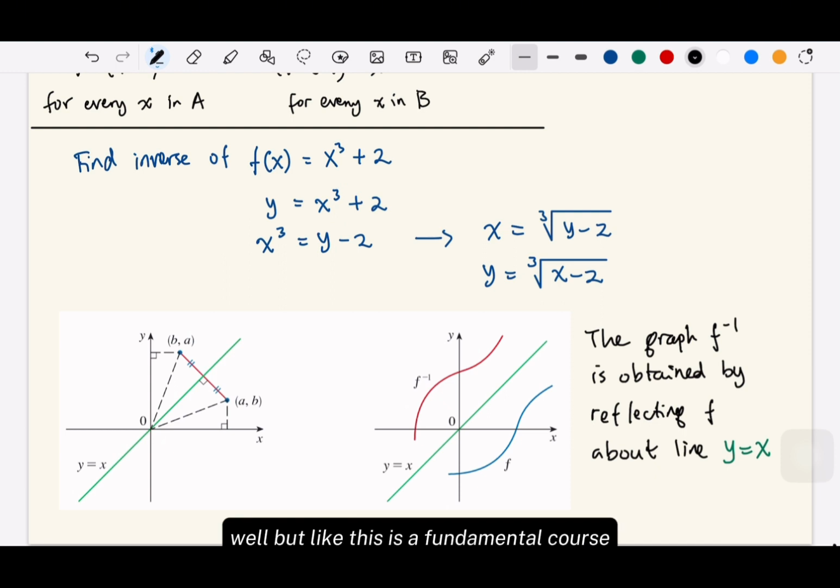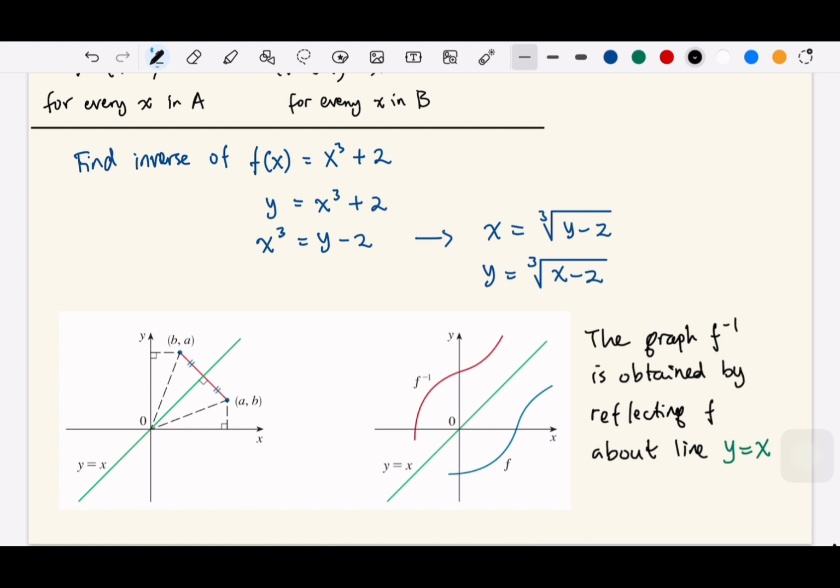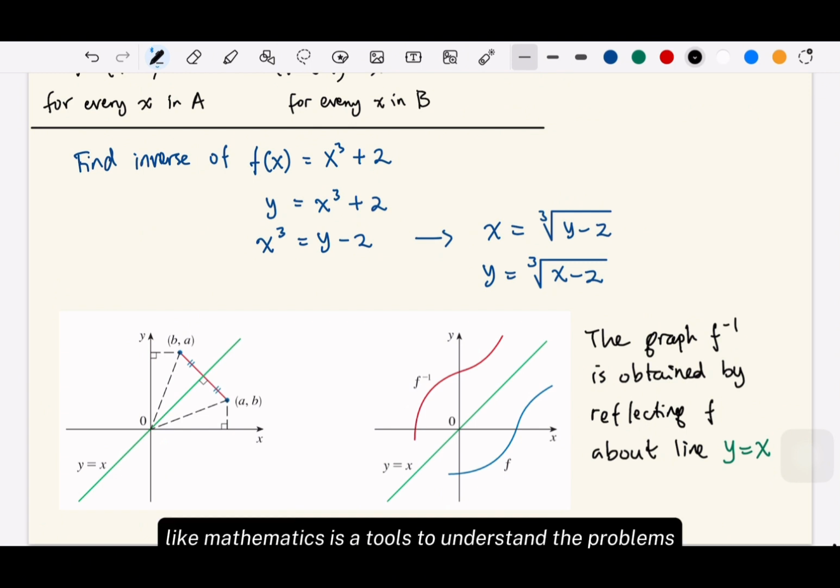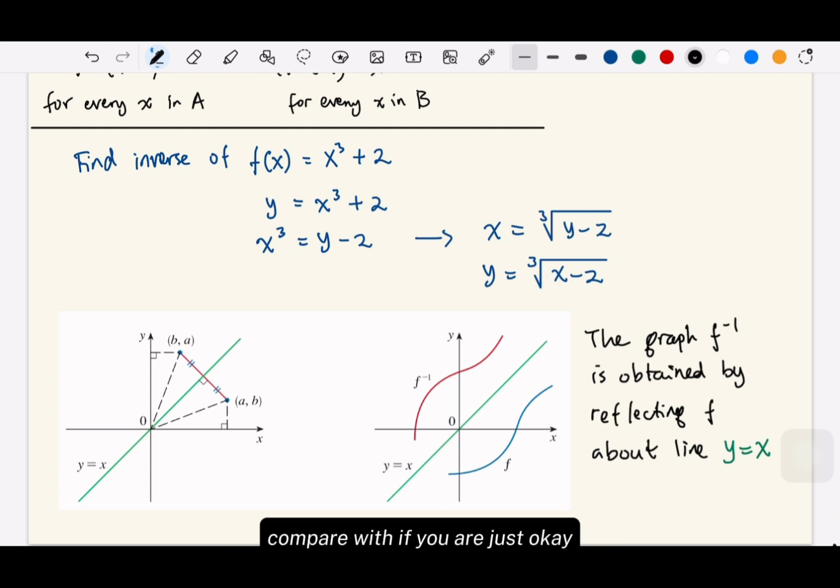But this is a fundamental course. It's 4 credits because in most engineering courses, mathematics is a tool to understand the problems or to translate the problems to solutions, right? So if we don't understand the fundamental part, you will be having difficult times in the future. So it's better to understand first and maybe not have a really good score, compared with just barely passing. If you're doing that, I'm not sure what will happen in the future.